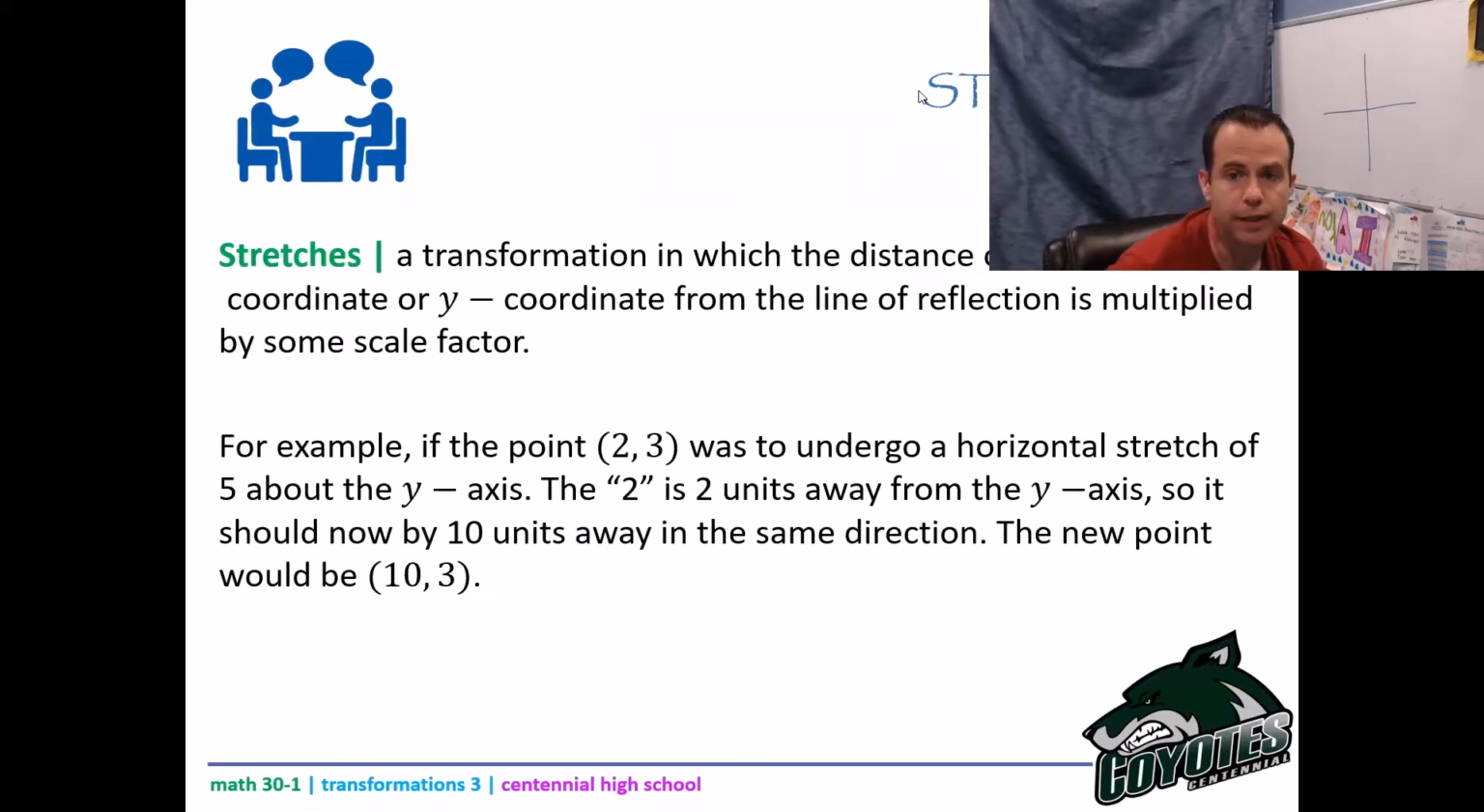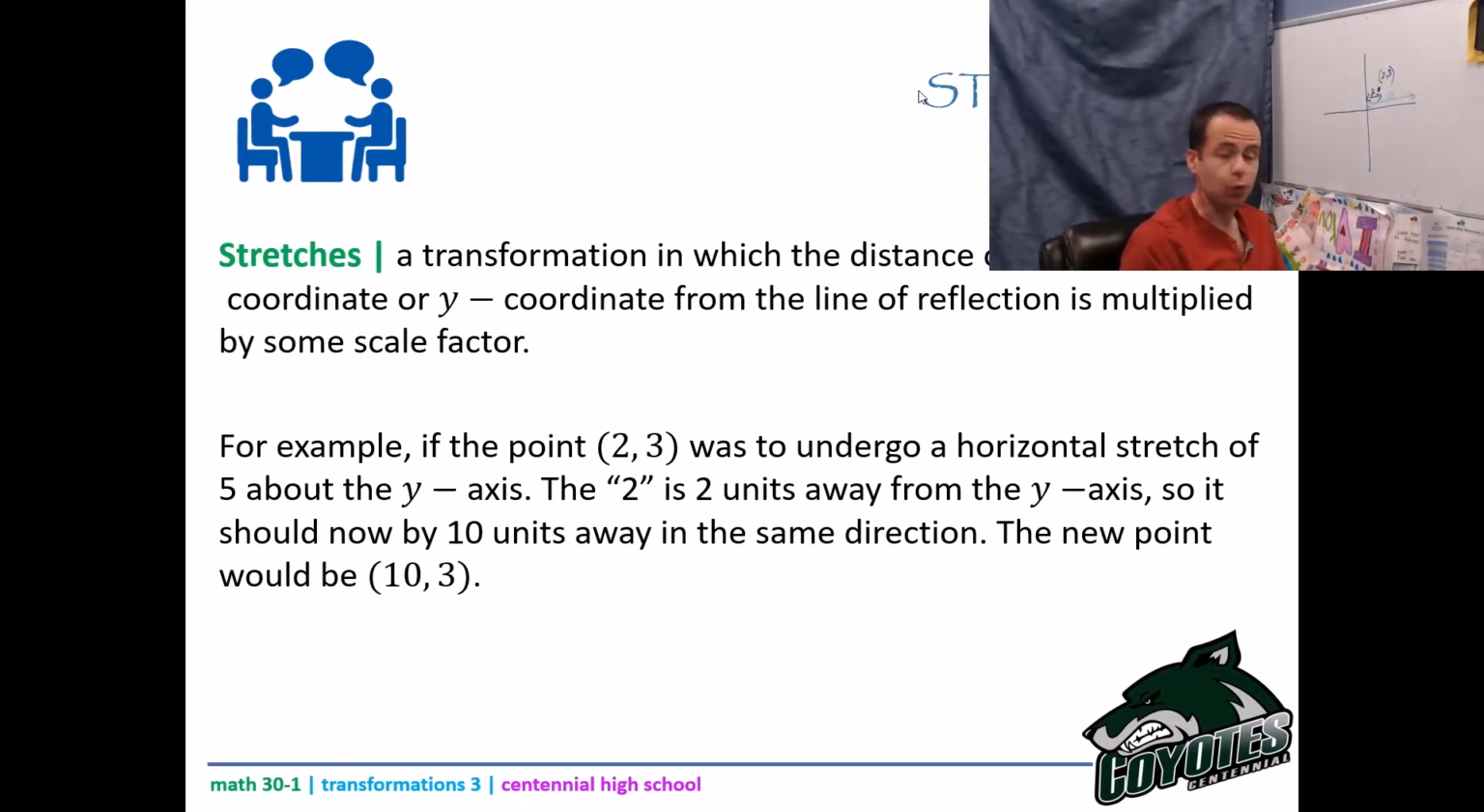For example, if the point 2, 3 was to undergo a horizontal stretch, well, let's just take a look at this. The point 2, 3, maybe that's about there, okay? And I'm going to do a horizontal stretch, which means I'm going to change the horizontal distance that point is from the y-axis, okay? So right now, that point is 2 units away from the y-axis, away from our line of stretch or our mirror line. Okay, so let's say I want to do a horizontal stretch of 5. What happens is that distance needs to get multiplied by 5. So now instead of 2 away, it needs to be 10 away.